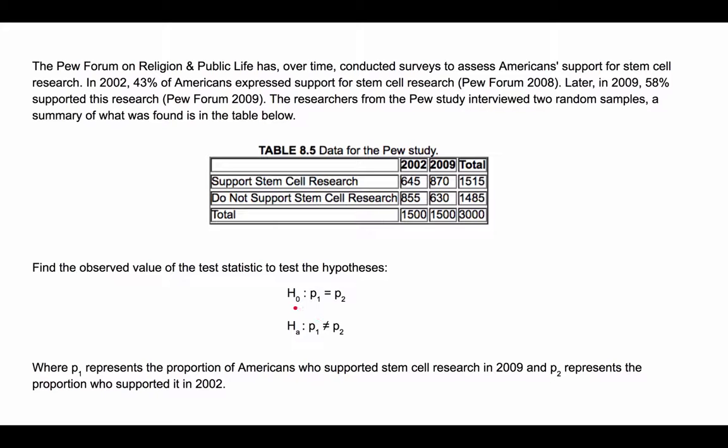So our null hypothesis in this scenario is p1 equals p2. We saw this in the previous video. Our alternative hypothesis is p1 is not equal to p2. So what is p1? p1 is the proportion of Americans who supported stem cell research in 2009, and p2 is the proportion who supported it in 2002.